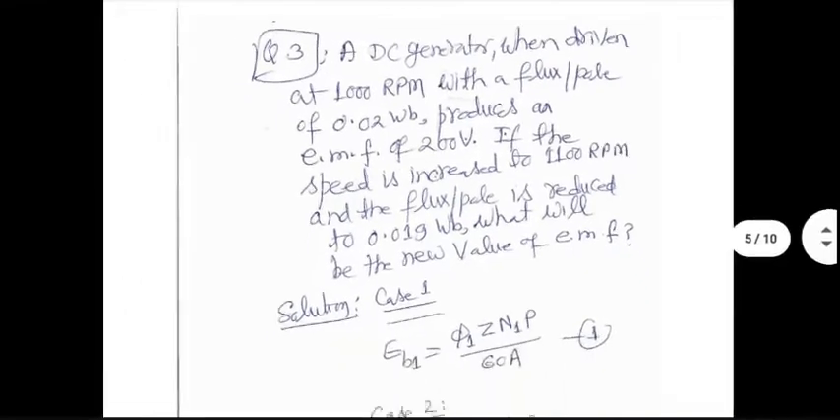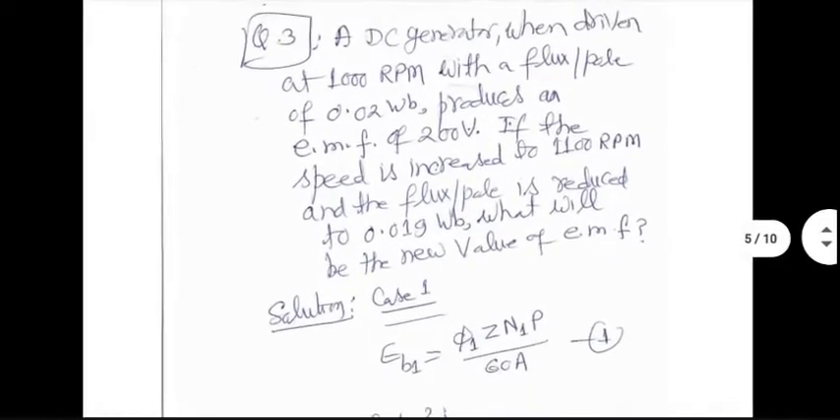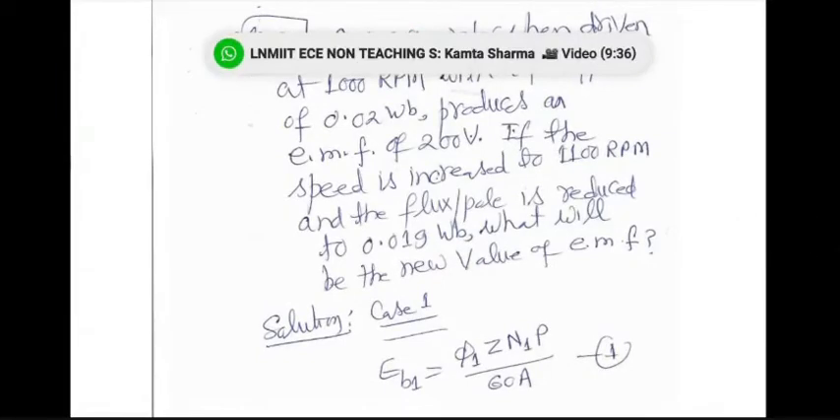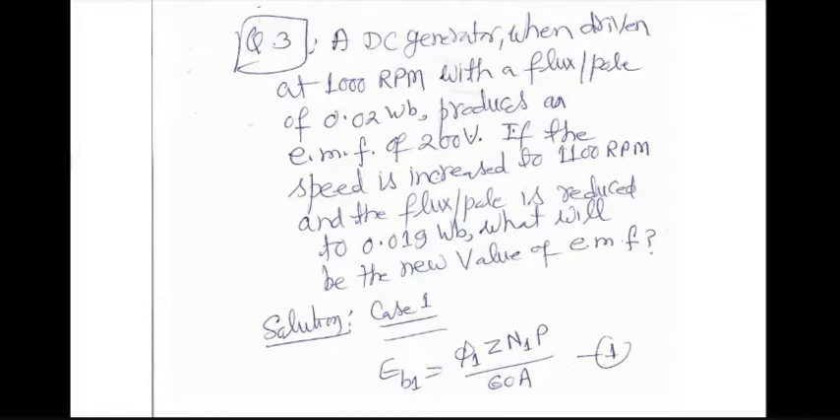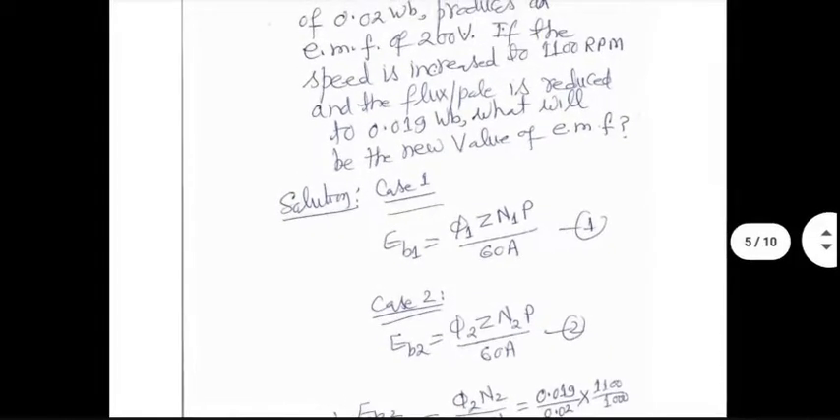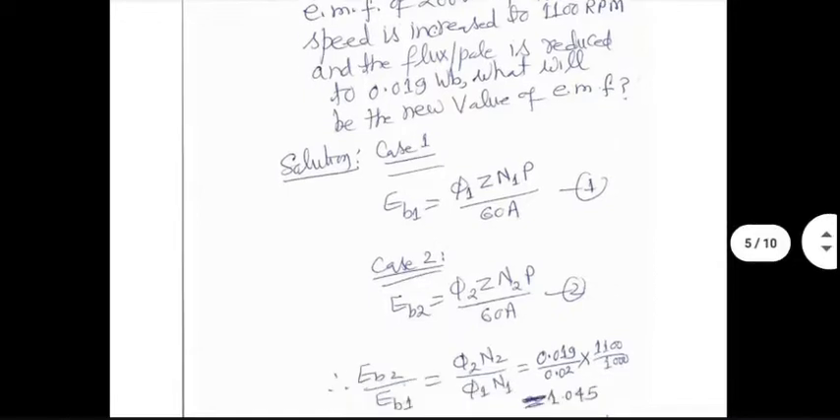It's simple again. In the first case, suppose the speed is N1 and flux per pole is phi 1, then EB1 equals phi 1 Z N1 P divided by 60A. Keep in mind that Z, P and A don't change. They are fixed for a given machine. But you are changing phi and N in two different cases. So this is equation 1. And in case 2, similarly, you write equation 2. So it is obvious that EB2 divided by EB1 is phi 2 N2 divided by phi 1 N1.